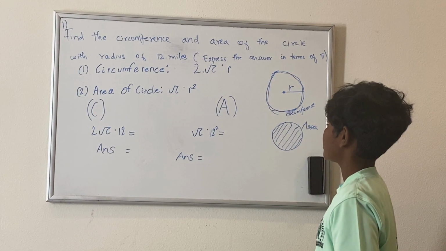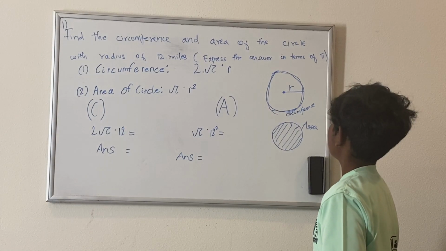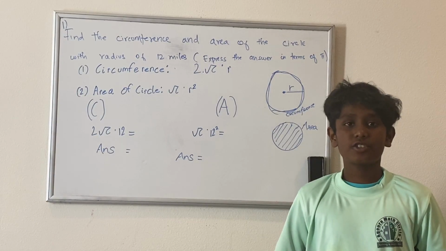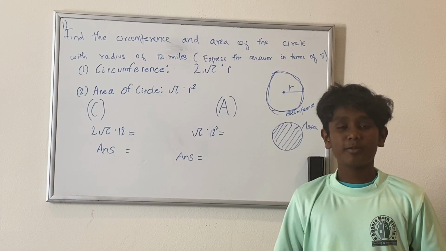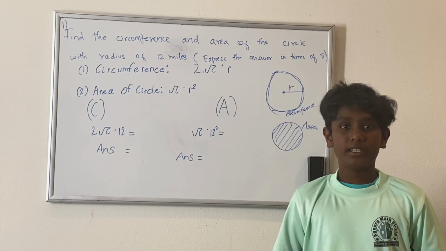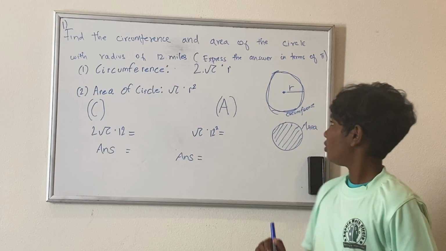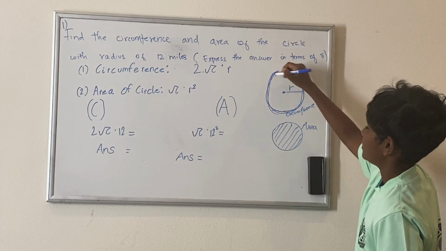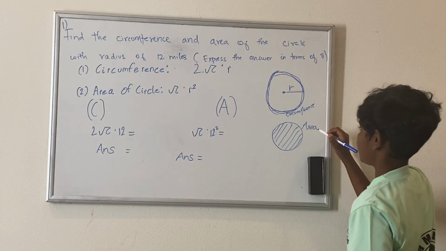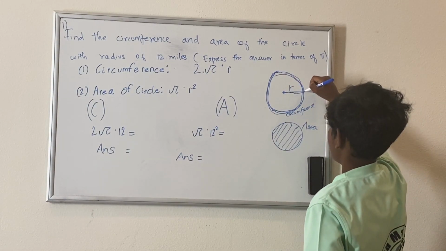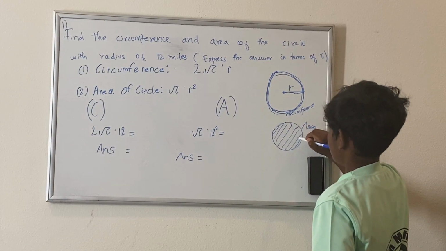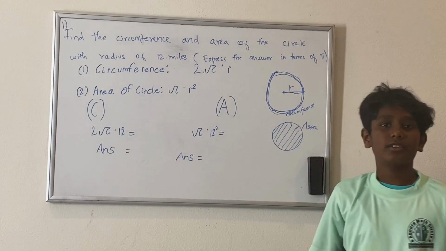radius of 12 miles. Express the answers in terms of pi. So the formula of circumference is 2 pi into radius, and the formula of the area of the circle is pi into radius squared. So if we look at the diagram here, this is a circumference. It's like perimeter, but it's used for a circle. And this is a radius. And here, this is area. So it's shaded inside the figure.